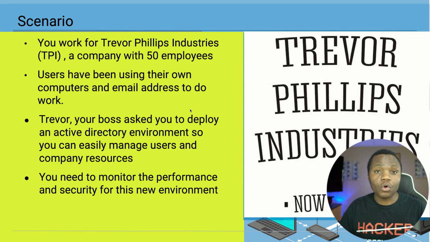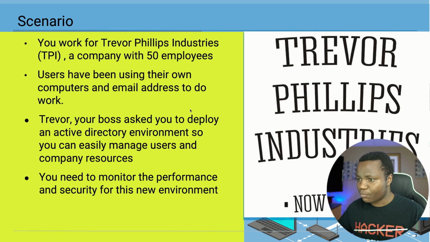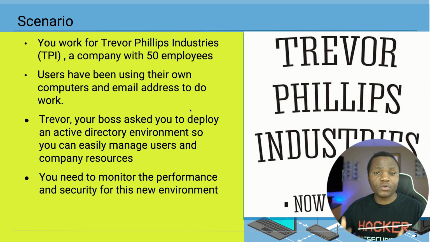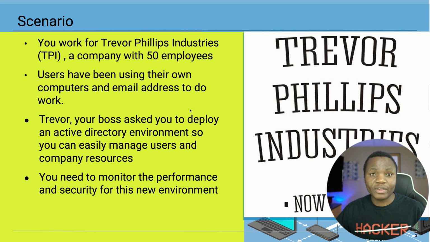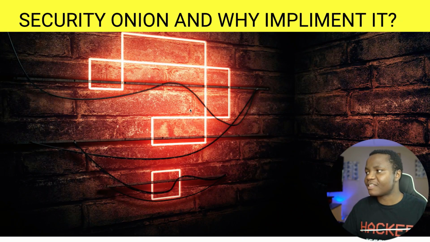Our scenario, as always, is that we work for a company called Trevor Phillips Industries. It's a very small company and they want us to secure a network. In this case, we have reached a point where we are now deploying an intrusion detection system. And we have decided that we will deploy Security Onion.